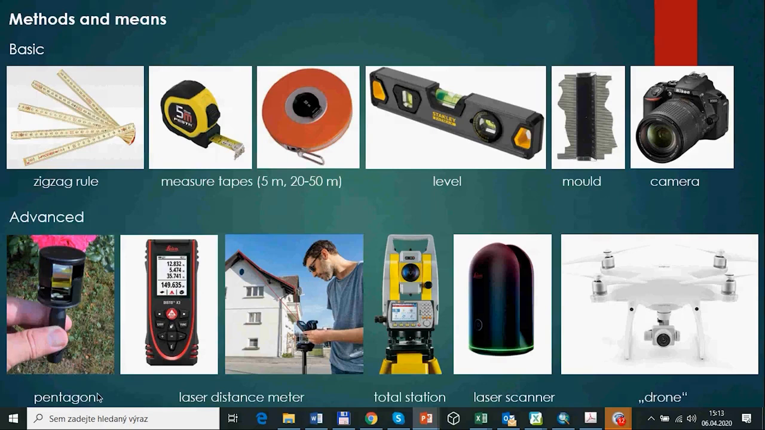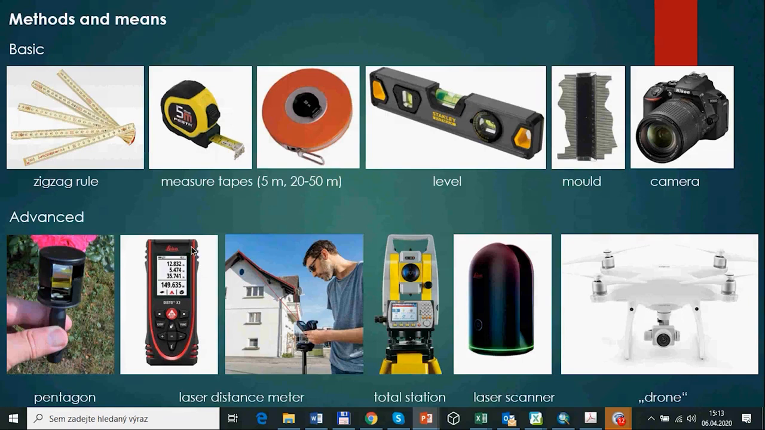From the more advanced aids or devices, you can use a pentagon, which is a very traditional tool, which enables you to see simultaneously a control point which is in front of you and points perpendicular to it on the right and left. So you can use this easy thing to make perpendiculars. A laser distance meter is nearly standard today because it's very universal. It's not so expensive to buy, so you can use it either in the form of a portable machine, or put it on a tripod and measure points on the facade.